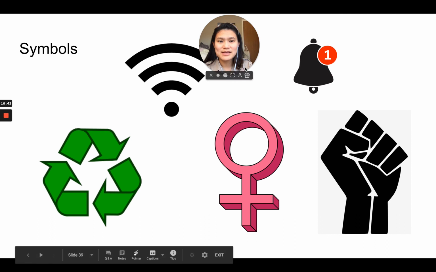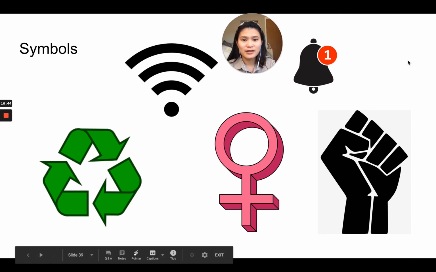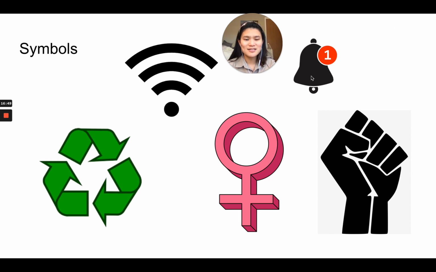So these are just some examples of symbols that are easily recognizable. You have the recycling symbol, the female symbol, the notification symbol, the Black Lives Matter symbol, and the Wi-Fi symbol. These are all things that probably before I said them, you knew what they represented. So that's pretty powerful that an image can represent an idea or something else.